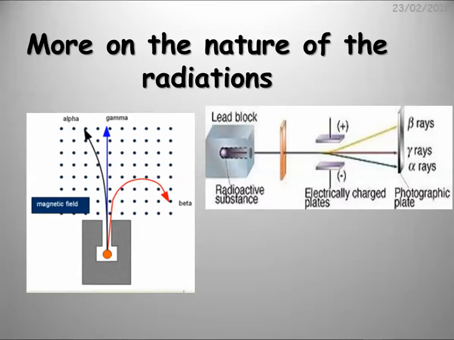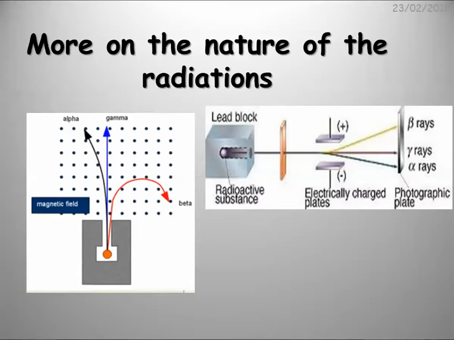Right, more on the nature of radiations. This is higher tier stuff. It can be a little bit tricky. Make your own notes on this. If we start with the left-hand picture, it shows a magnetic field, and the dots kind of indicate the magnetic field coming towards you. You don't have to understand that too much. Basically what it shows is that gamma rays go in a straight line. They are uncharged and therefore are not affected by magnetic fields. Only charged particles are affected by magnetic fields.